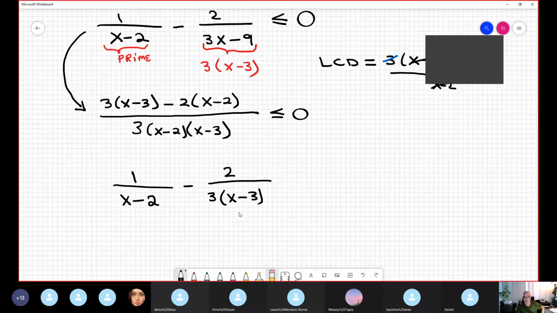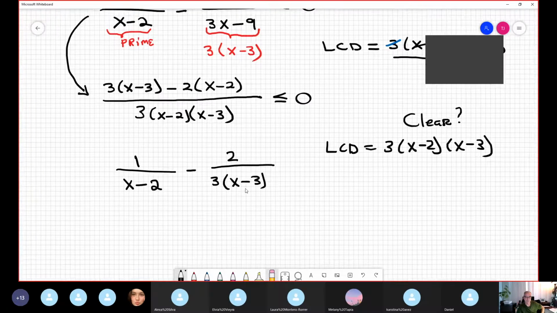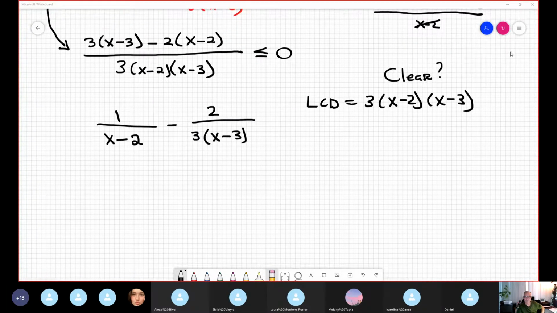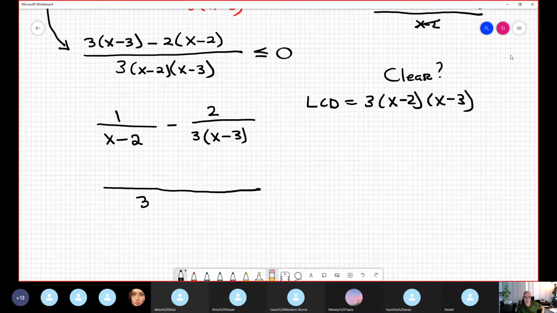I suppose that you understand that the least common denominator is 3 times x minus 2 times x minus 3. That part is clear for you or no? Is this clear or no? Answer me. LCD is clear or no? Good. Now you're condensing these two fractions into only one, using the least common denominator like a common denominator, no?